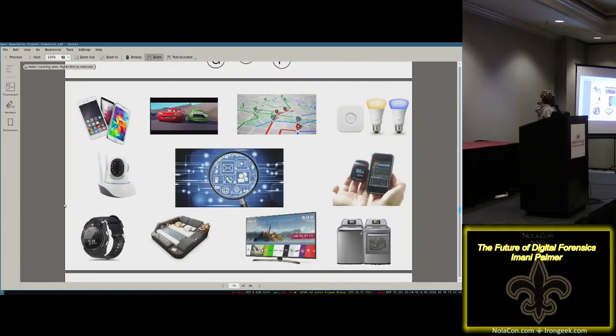And also now in the future, our cars are going to have data, and they already do have data. Our phones, our TVs, our washers and dryers. We could probably follow somebody throughout their home if we are able to collect all the data for it. And if we're going to do that, we're going to need to know how to handle that data, look through that data, and analyze that data properly.